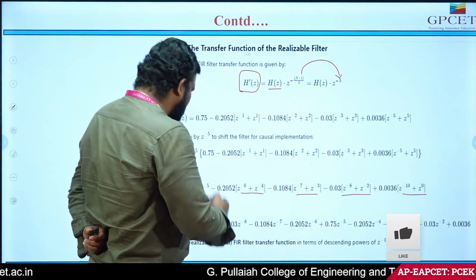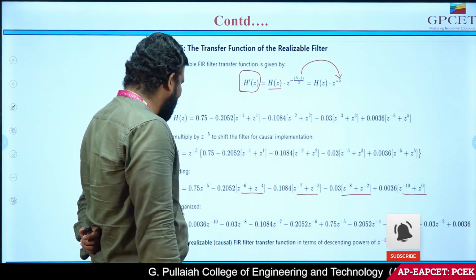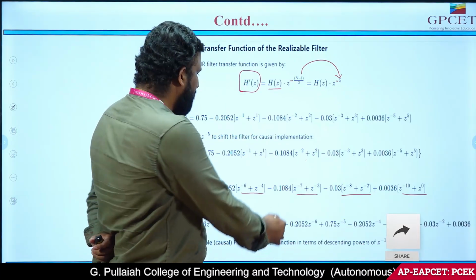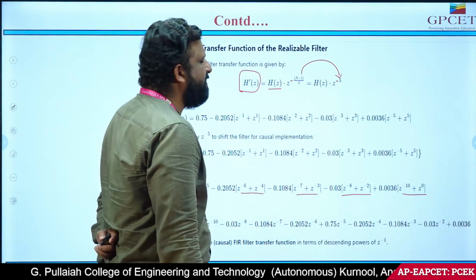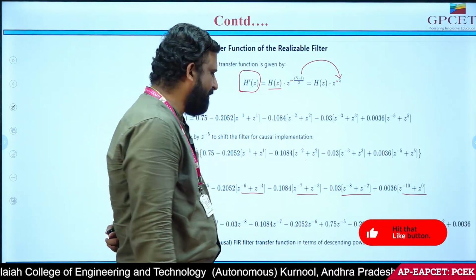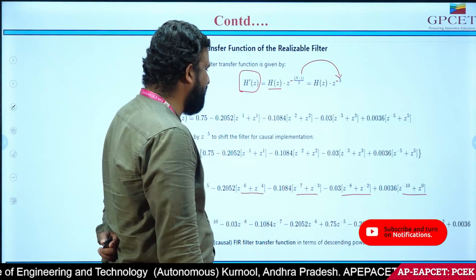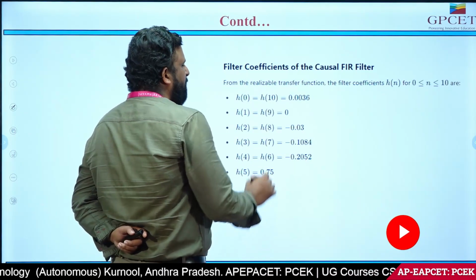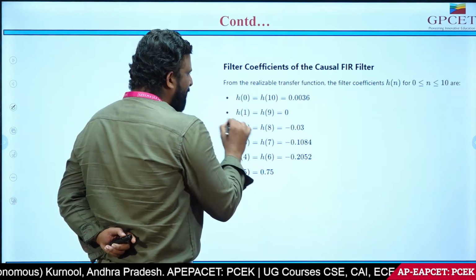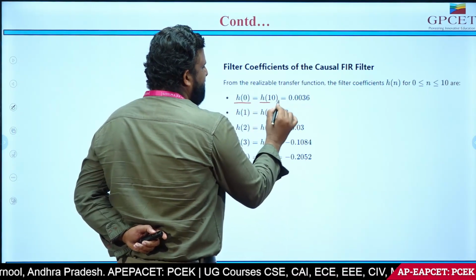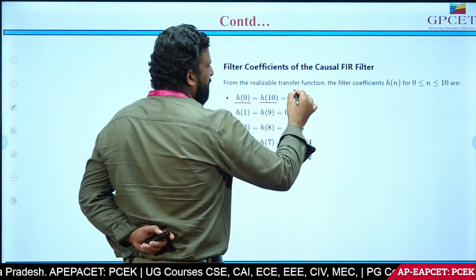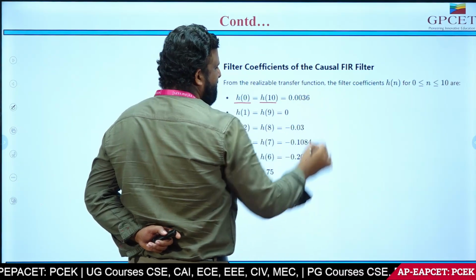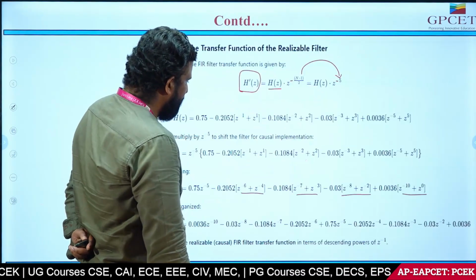So with the help of this particular equation formed by multiplying with z power minus 5, we can draw this, or we can realize this particular term in the form of a high pass filter. So these are the finalized coefficients that we formed. If you see here, the common values are h of 0 and h of 10. The common value or the term 0.0036 is common to h of 0.